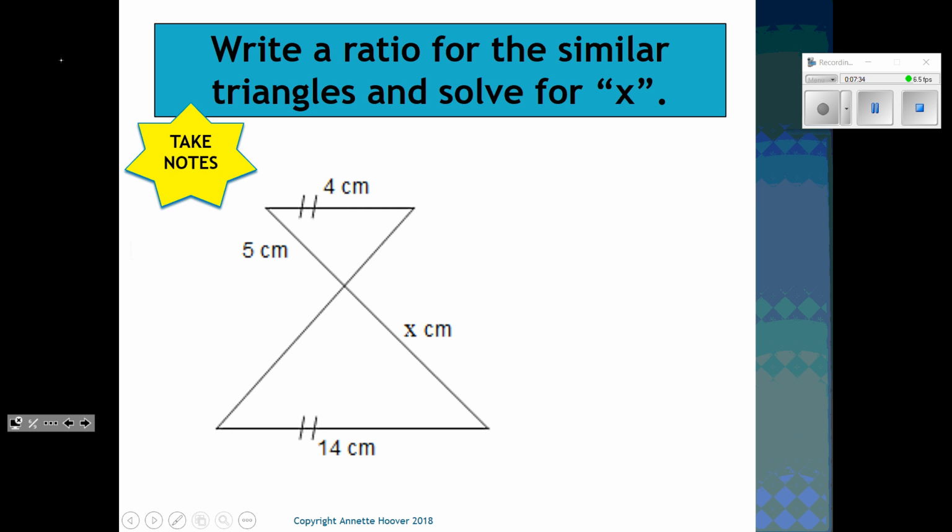Okay, this one also is your notes. Sometimes you will see triangles that are a reflection. This one's been flipped. So you have to figure out which side matches up with another. Well, the bases are really easy. You see these two slashes right here and these two slashes right here. So this side is similar to this side.